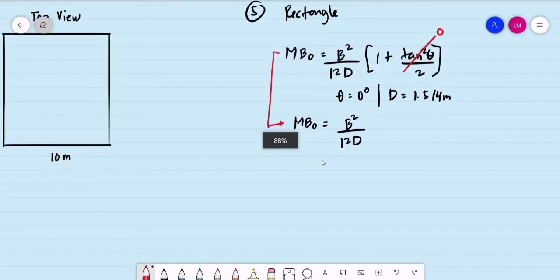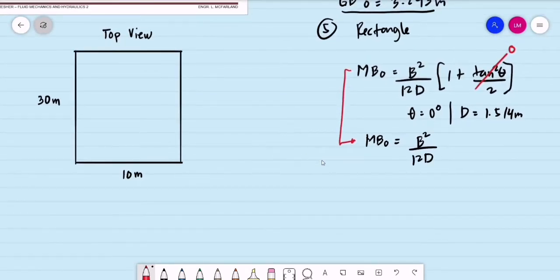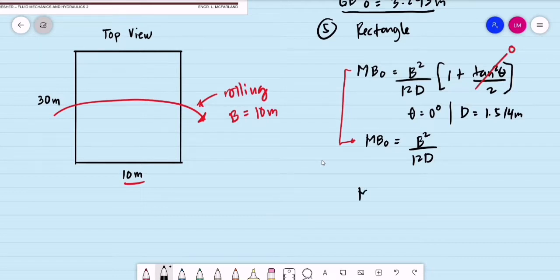This is what is meant by rolling, the rotation of the floating body along the shorter axis. So, the term is rolling. When rolling, the value of B should be equal to 10 meters. Now let's get the MB sub O. With respect to rolling, it is B equal to 10 meters squared divided by 12 times the draft we got, 1.514 meters.